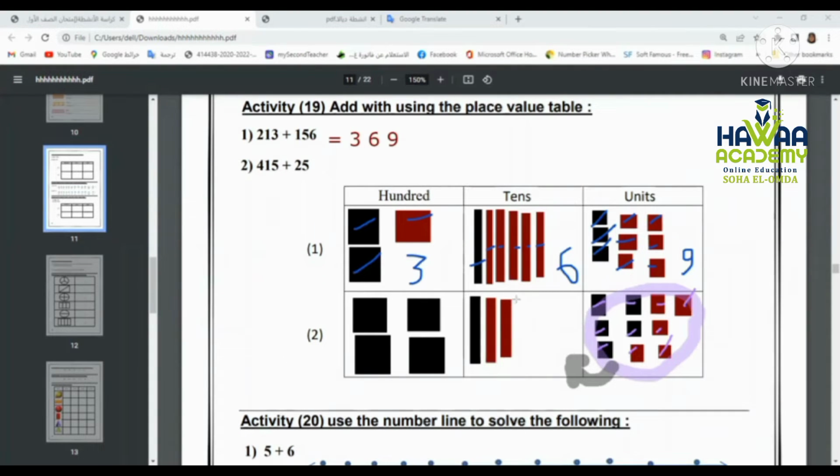It's an extra 10 here. Very good. And we don't have any ones now. So let's count them again. Here we have 0 ones. And how many tens? Let's count. Here is 1, 2, 3, 4. And here is 4 tens. And obviously we have 4 hundreds. So 415 plus 25 will be what? Will be 440. Very good.